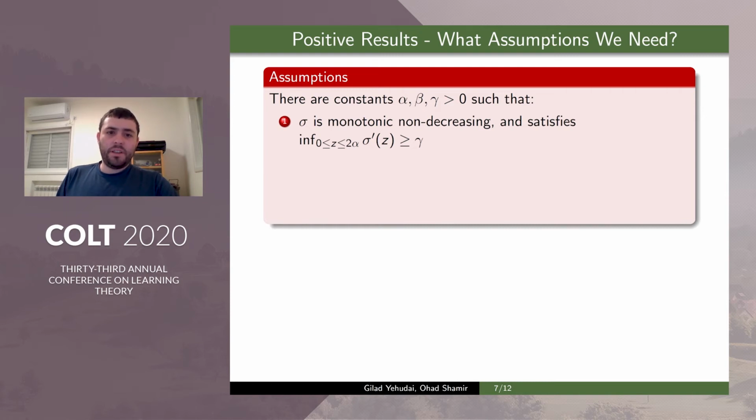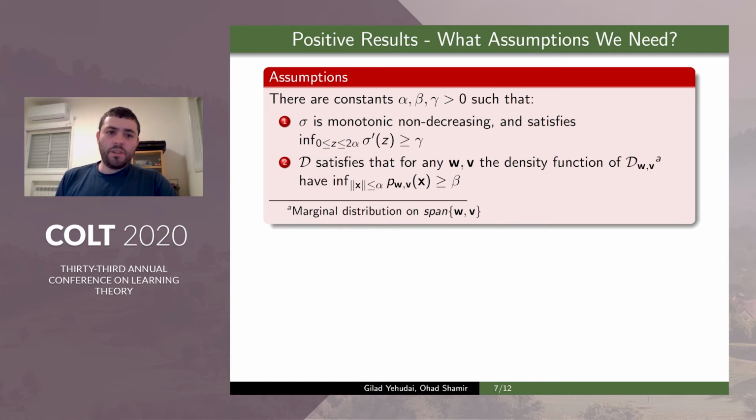So this assumption includes almost all standard activation functions we can think of, including ReLU, leaky ReLU, hyperbolic tangent, or sigmoid. So it includes most of the activation functions people usually use.